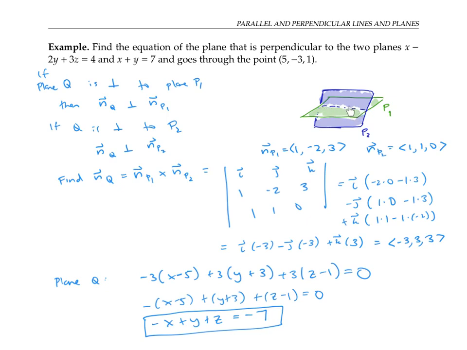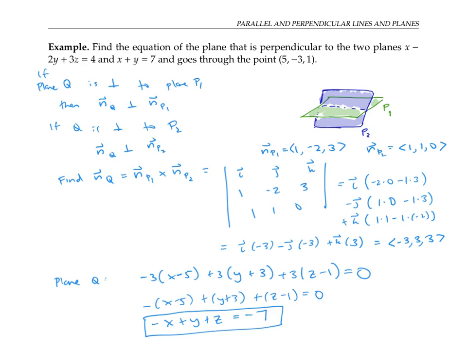The direction vector of that line will also be a normal vector to the plane Q that's perpendicular to both of the other planes. I also want to emphasize that there isn't any unique normal vector to a plane, right? Any scalar multiple of the normal vector that we found would work just as well as a normal vector for our plane.